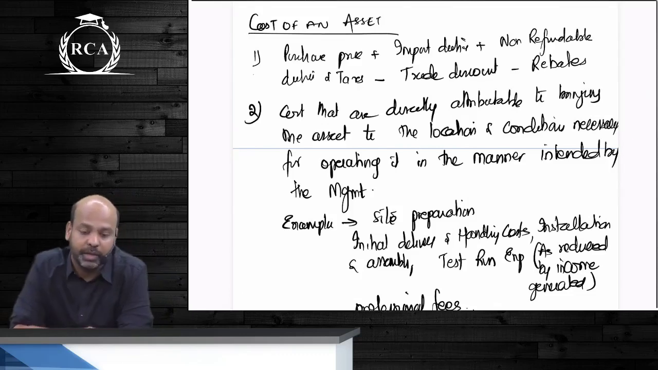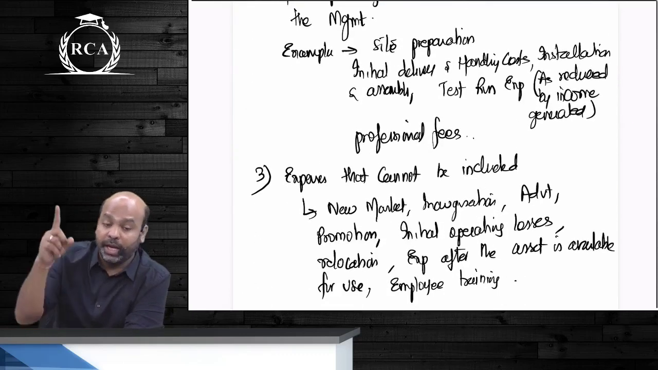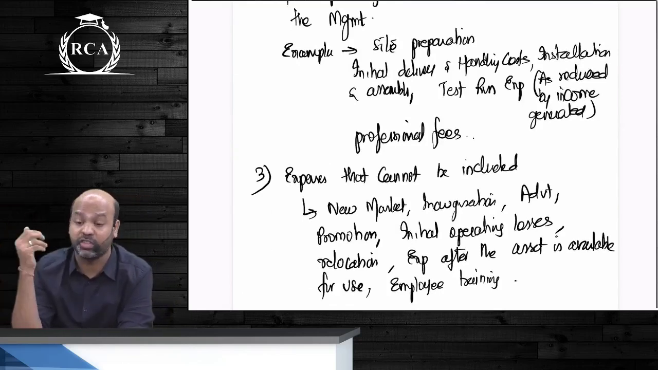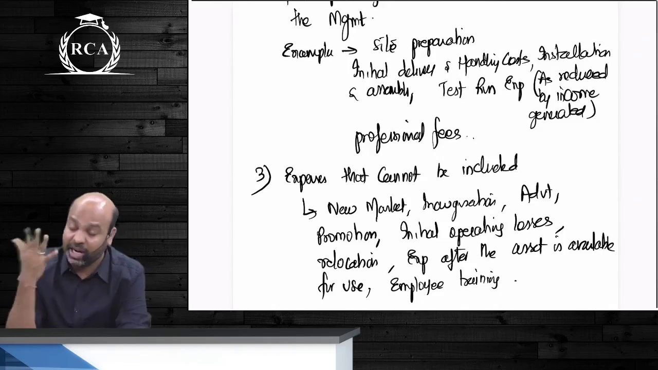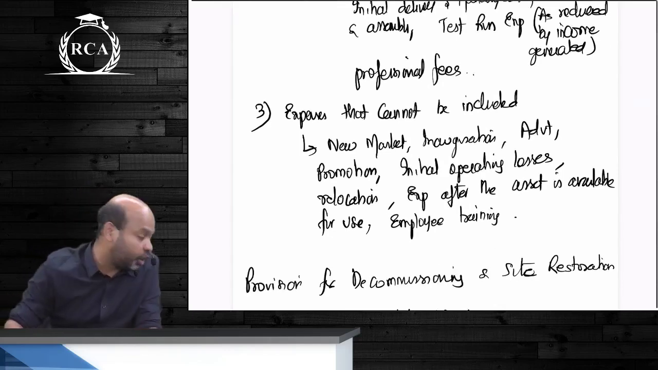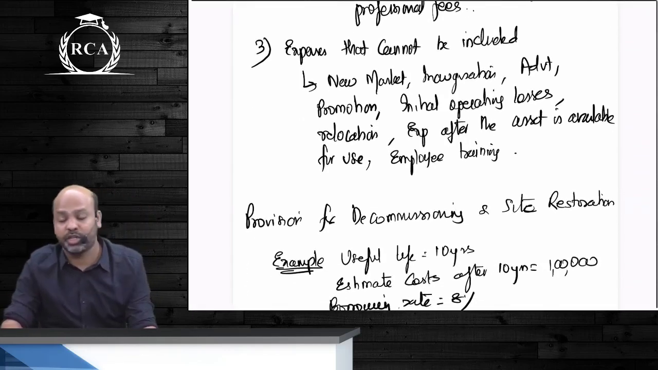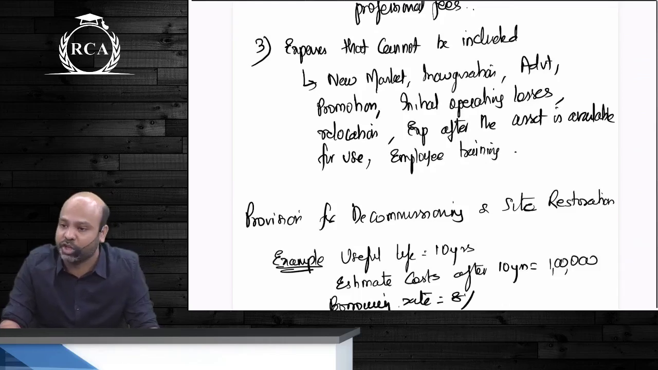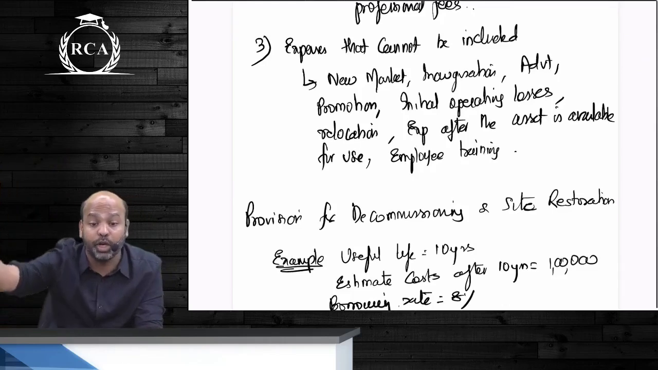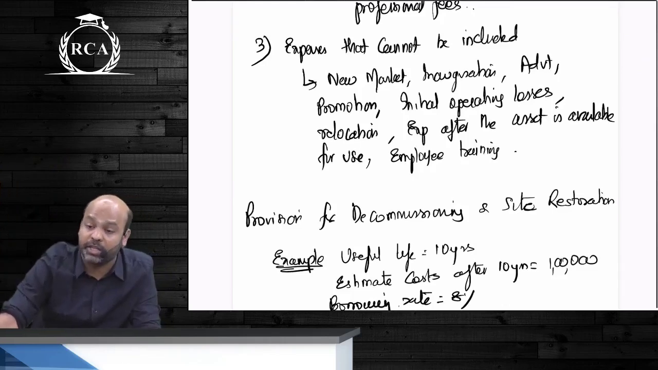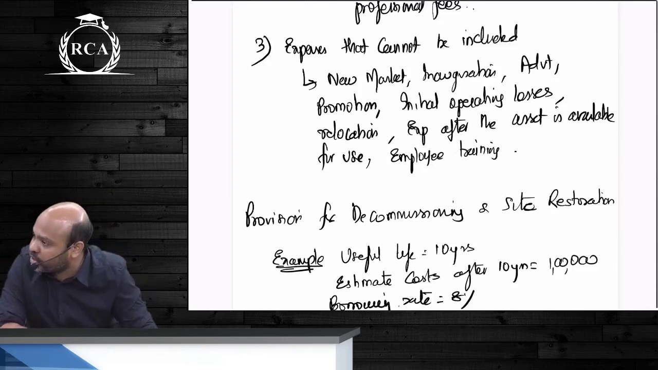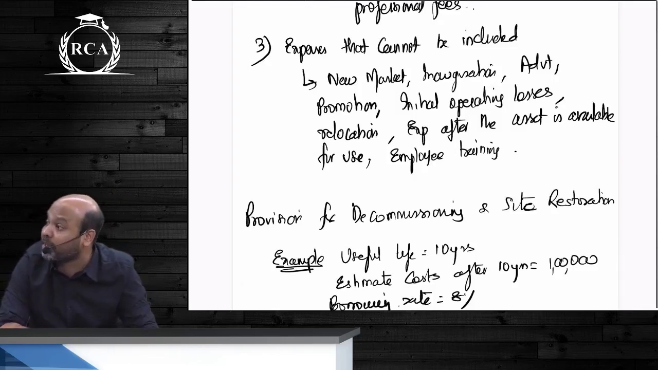Third category as such, beta, are expenses that cannot be included. Any advertisement expenditure, promotion cost, guys, relocation cost, employee training cost, initial operating losses, guys, startup costs will not be included in the cost of an asset. Also, when you're installing the asset as such, guys, you are supposed to make a provision for decommissioning and site restoration cost. This is the amount of expenditure that you're going to incur, guys, at the time of removal of the asset. But we are incurring that expenditure, guys, only because we are installing the asset today. That is why you're supposed to make a provision for decommissioning and site restoration cost in present value terms.